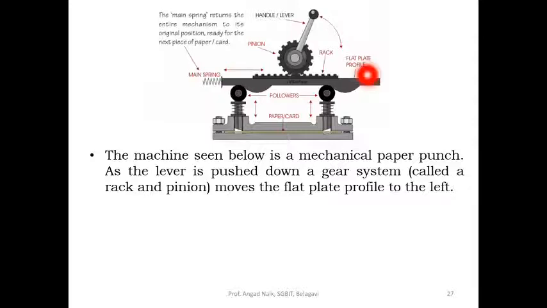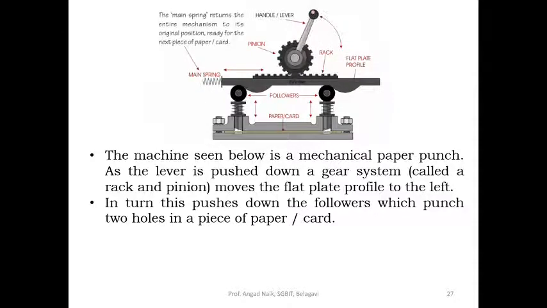so as it is pushed down, the gear system called a rack and pinion, so this is the rack and pinion, moves the flat plate profile to the left. In turn, this pushes down the followers, which punch two holes in a piece of paper. So this is what happens in a paper punch.